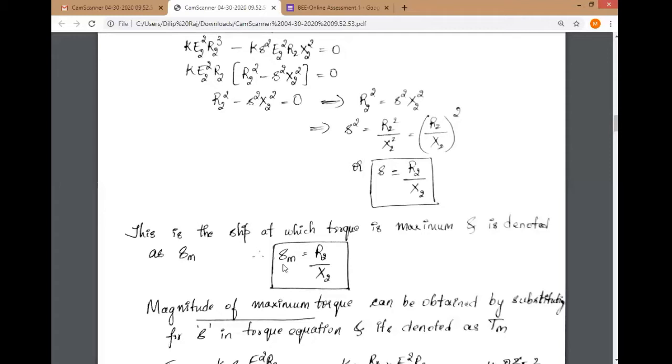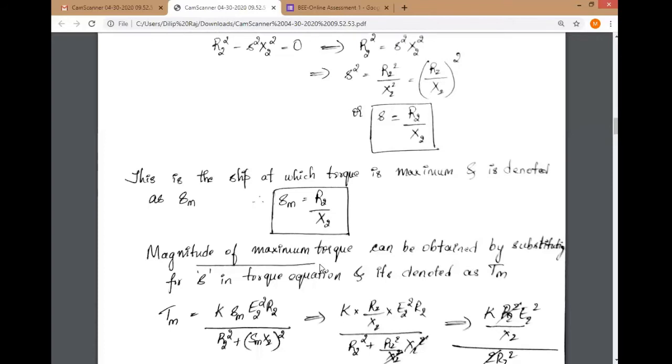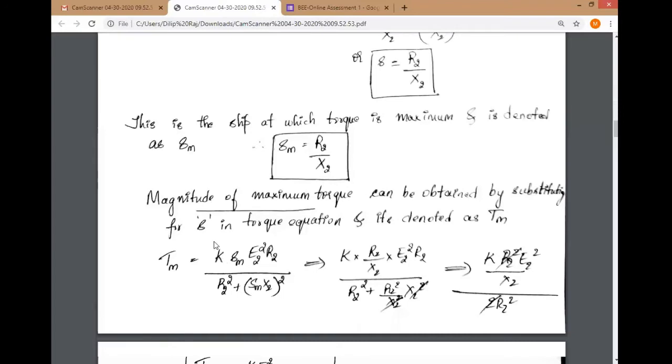So whenever the slip value is exactly equal to the ratio of the rotor resistance to that of rotor reactance at standstill, we get the torque to be maximum, and the slip corresponding to that maximum torque is called Sm. And the maximum torque equation can be rewritten from the general equation as K into Sm E2 square R2 by R2 square plus Sm into X2 the whole square. The only difference is that we have substituted Sm in place of S, and then substituting the formula Sm is given by R2 by X2 and simplifying.